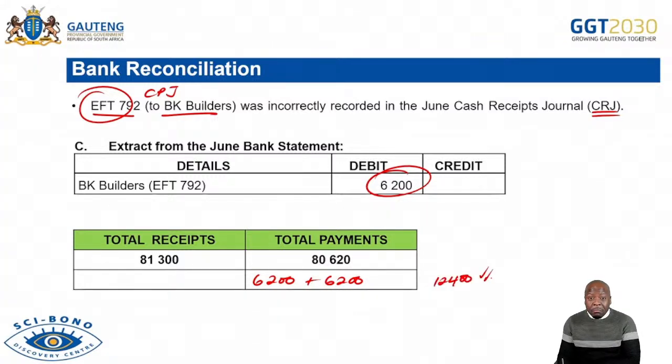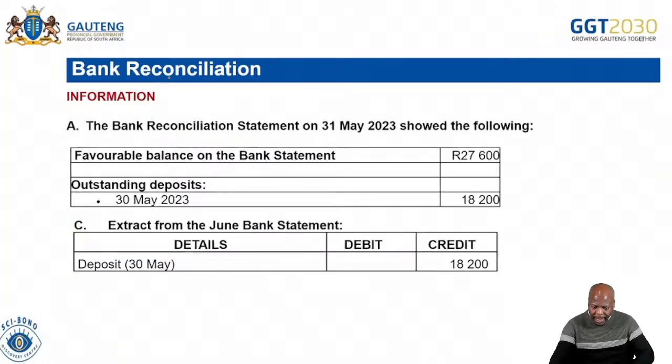You would still be correct. The first 6.2 is to cancel the error that we had made when we recorded in the CRJ. And the second 6.2 is for the EFT that must be rightfully recorded in the CPJ. Guys, can I move on? Okay. Thank you for the thumbs up. Let's go.